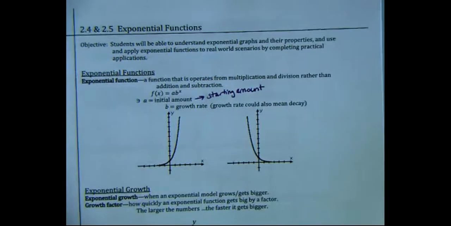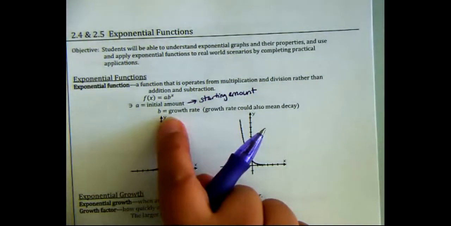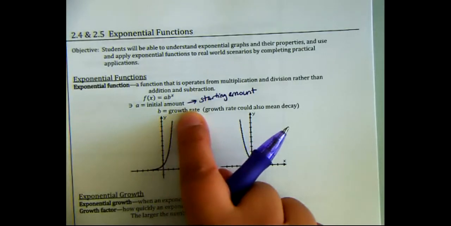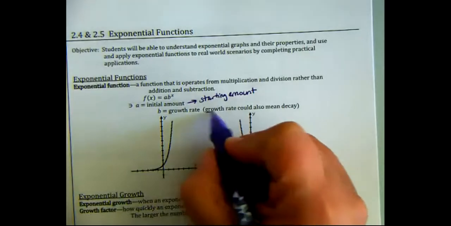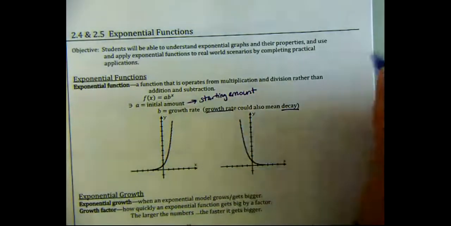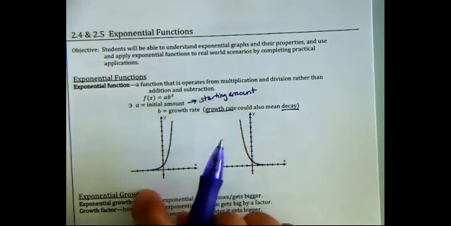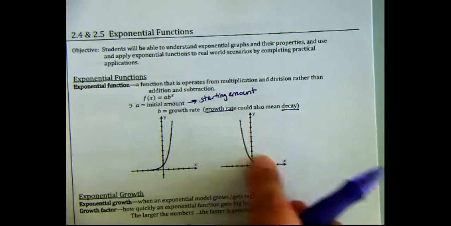Okay, so that's our starting amount there. The b is known as our growth rate, okay, or decay rate. So it could be growth rate or it could also mean decay, okay? So it's a growth rate when it's growing, it's a decay rate when it's getting smaller, right?